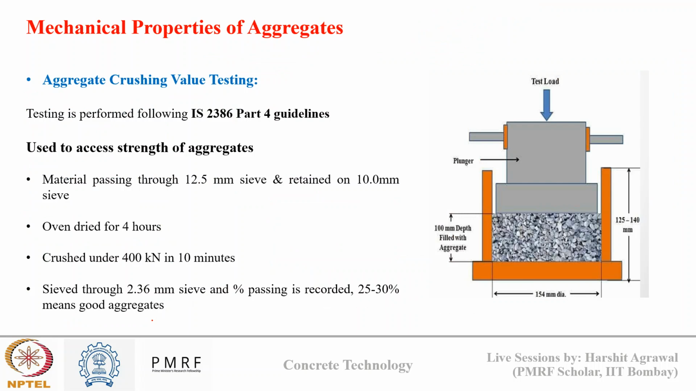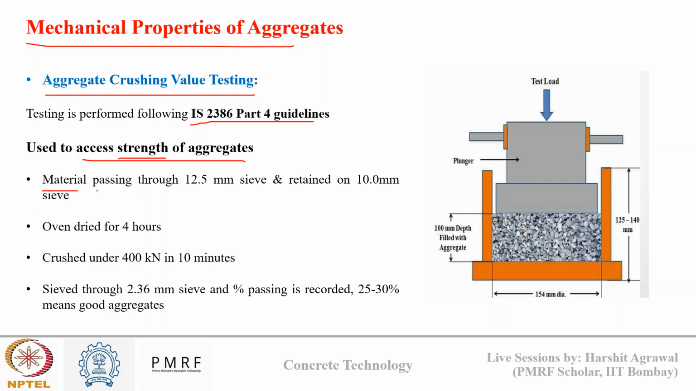Now we have mechanical properties of aggregate, where first is aggregate crushing value testing. This test is performed as per IS 2386 part 4 guidelines, and this is used to assess the strength of aggregate. Each of the mechanical properties that I will discuss today will have a specific purpose. So crushing value is used to assess the strength of my aggregate. So how do we do this testing?